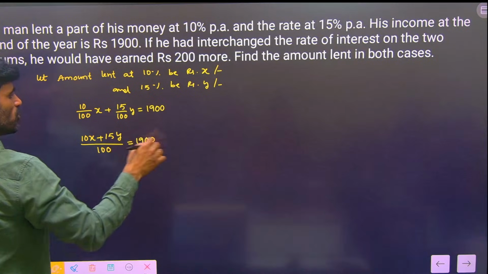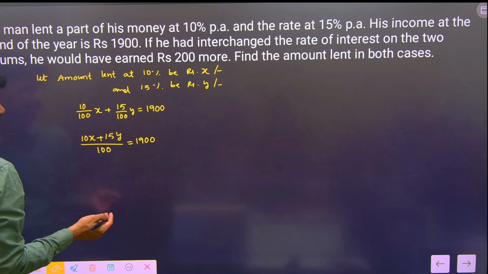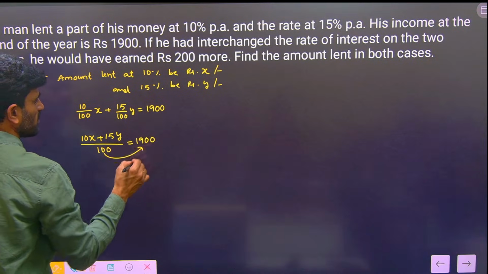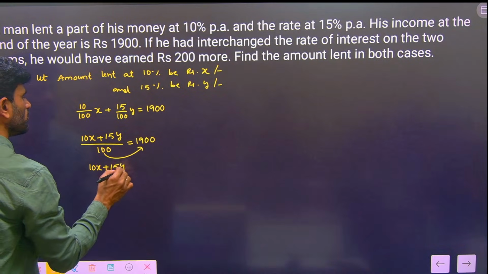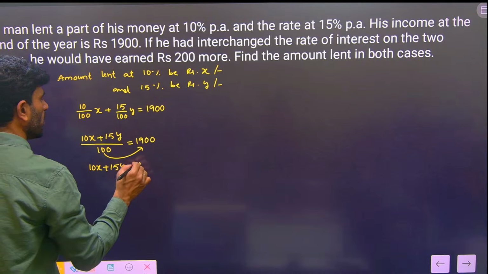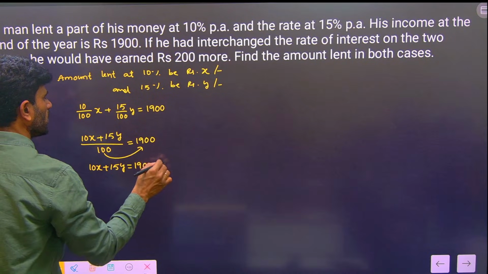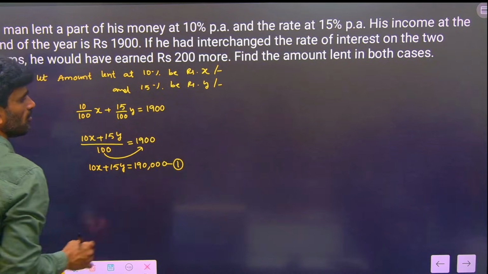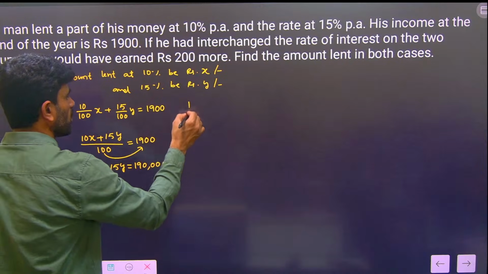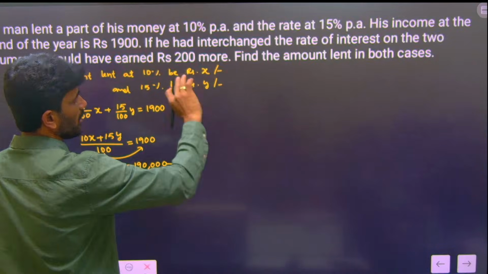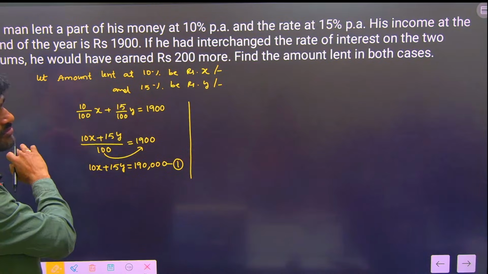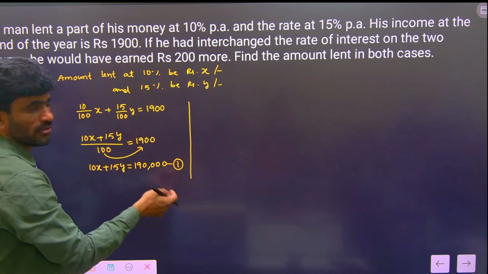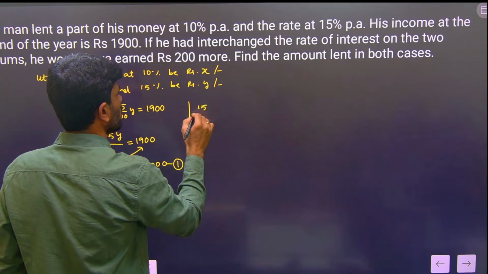Before we cancelled 100 on both the sides. Now we cannot cancel 100 on both the sides. This 100 you have to send to that side. Then we get 10x plus 15y is equal to 1,90,000. This is equation 1. The second case, what happens? In the same way, the rate of interest is interchanged. Now 15% will come here, 10% will go there. And what happens? 15 by 100 into x.